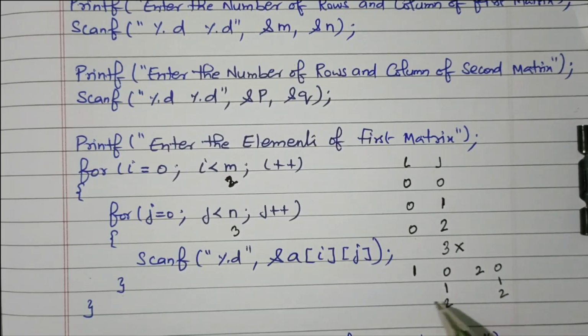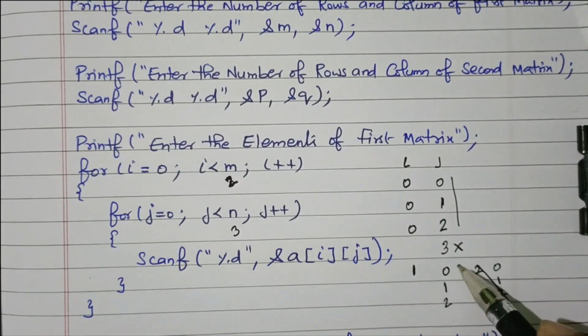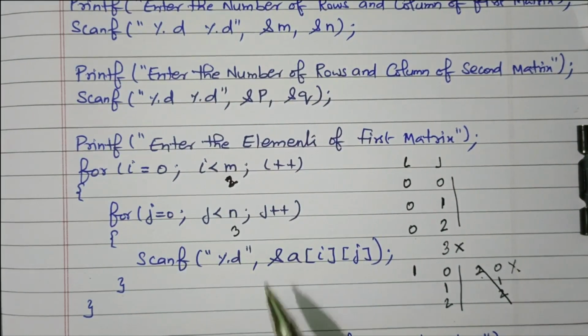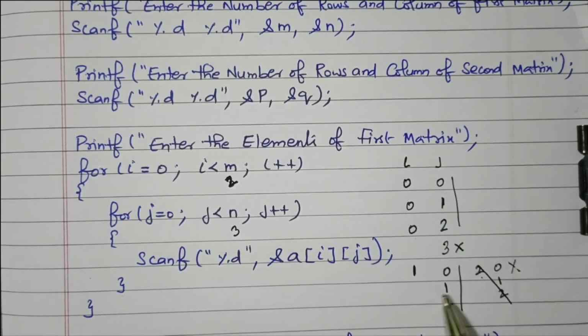So here only 2 rows are available. This is not invalid. This will be invalid. Only these 3 elements and these 3 elements, 6 elements are available. When i equals 2, the condition is invalid. It will be terminated. Right. So it will be executed 2 times. Right. 0 0, 0 1, 0 2, 1 0, 1 1, 1 2. If i becomes 2, the condition is invalid.